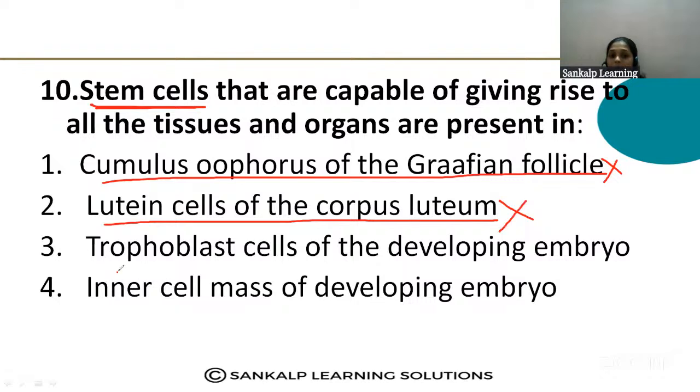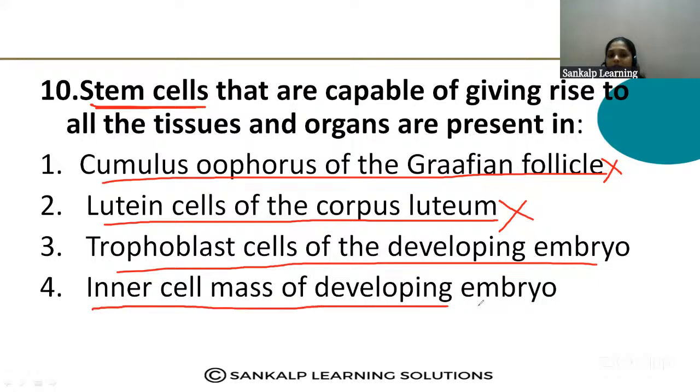And trophoblast cells of the developing embryo, they are not present at the trophoblast layer, but they are present at the inner cell mass of the developing embryo. The inner cell mass contains ectoderm, endoderm and mesoderm. So that contains the stem cells, and those stem cells are present at the inner cell mass of the developing embryo. That is the correct answer.